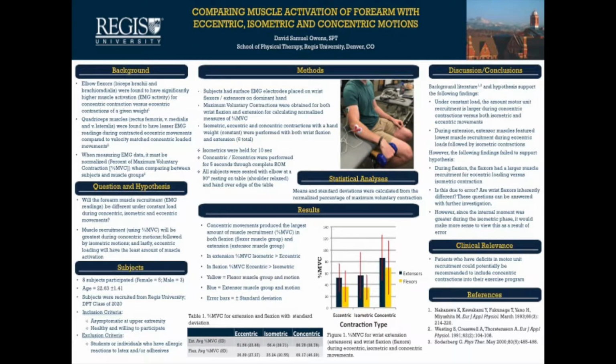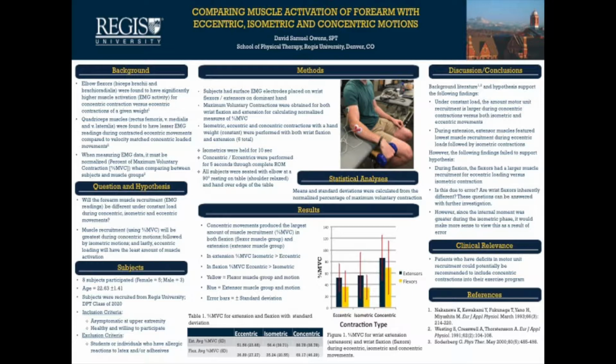Welcome, my name is David Owens, and I will be discussing the comparison of recruitment in forearm muscles between eccentric, isometric, and concentric contractions. Nakazawa et al. examined the elbow flexors and found a significantly higher EMG activity during concentric contractions versus eccentrics given a constant weight.